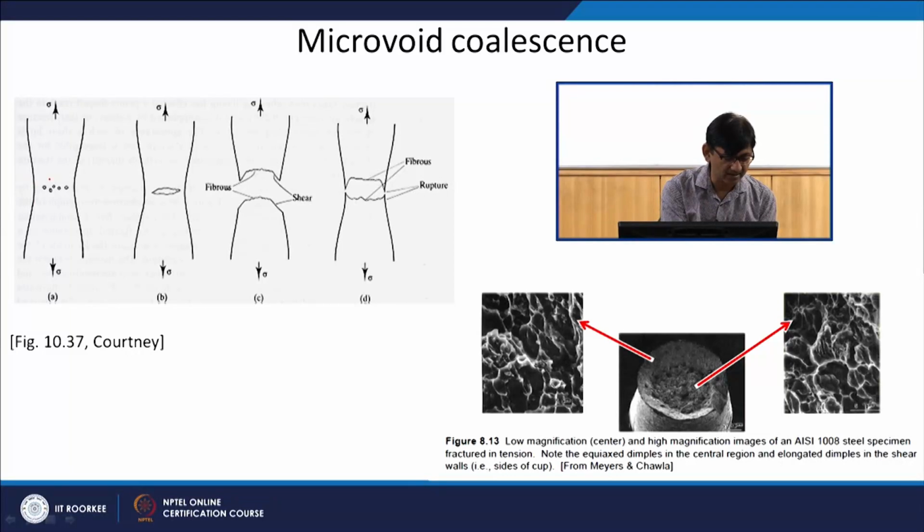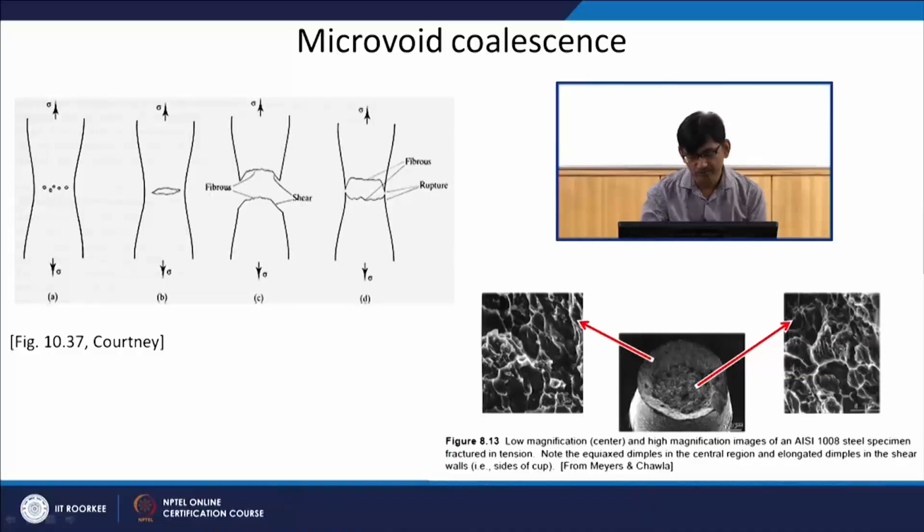So, what happens in this microvoid coalescence? Basically, when you are deforming and suppose a necking starts at some point, there will be micro-voids forming inside the sample. Why do these micro-voids form? Suppose you have some inclusion in the material, let us say inclusion or precipitate or whatever, and you are deforming. Now, the mechanical properties of the precipitate will be different from the matrix.